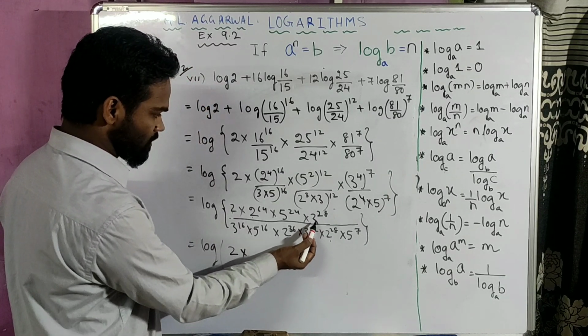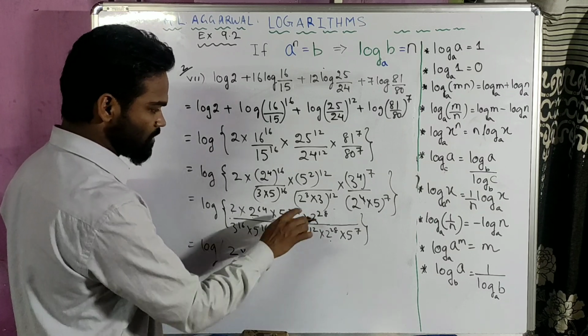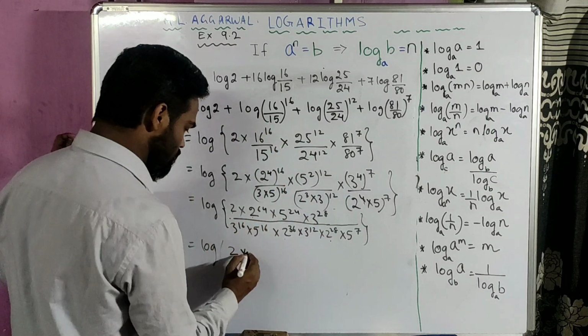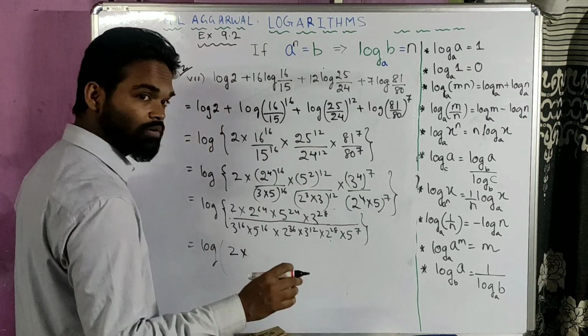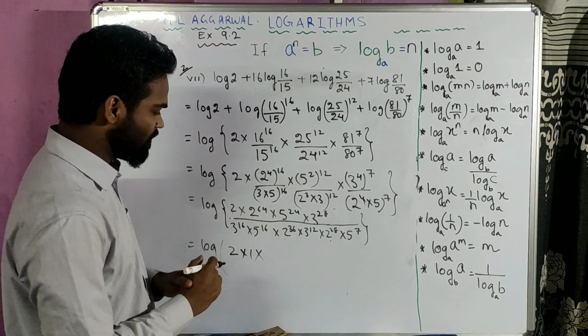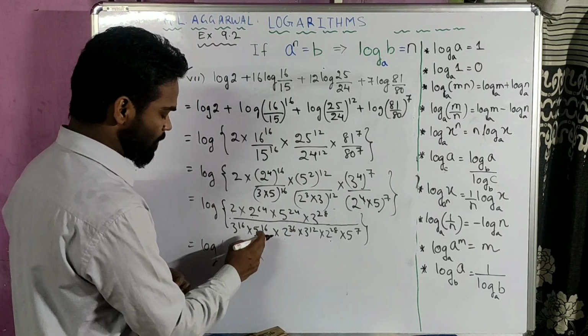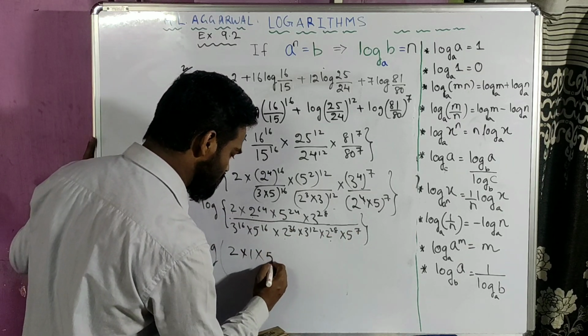Look at 3. 3 to the power 28, and this is 16 and 12, 28. So 3 to the power 28 minus 28. So it will be 3 to the power 0. 3 to the power 0 means 1. And look for 5. This is 24 minus 16, 8. 8 minus 7, 1. Which means 5 to the power 1, which means 5.